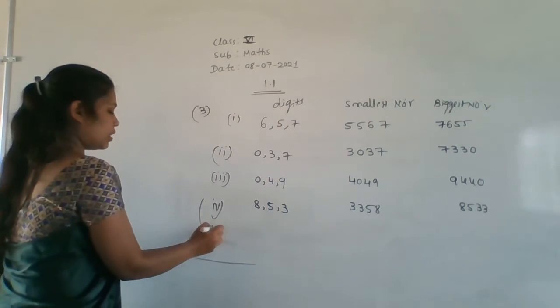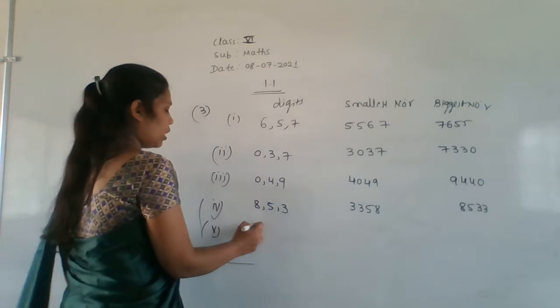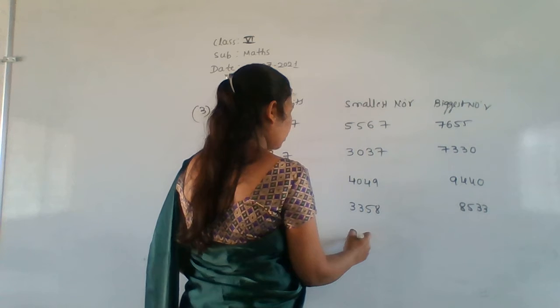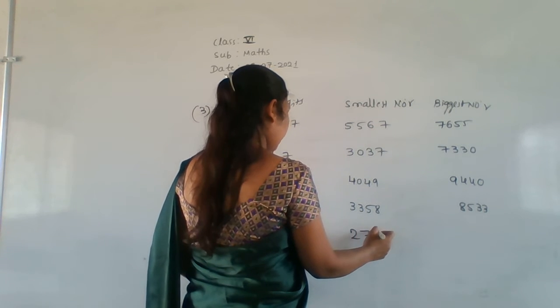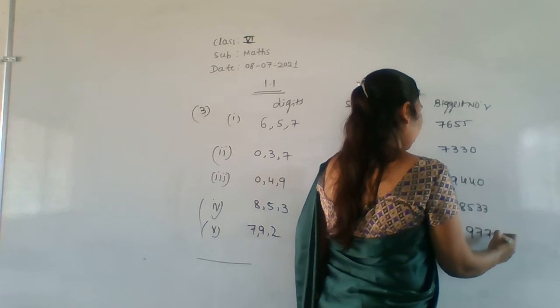Okay. So next number. What is the fifth one here? 7, 9, 2. I hope everyone understands what I am doing here. It's a very easy concept. 2, 7, 7, 9. And the next one is 9, 7, 7, 2.